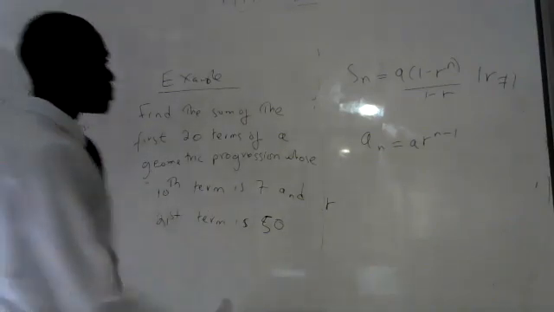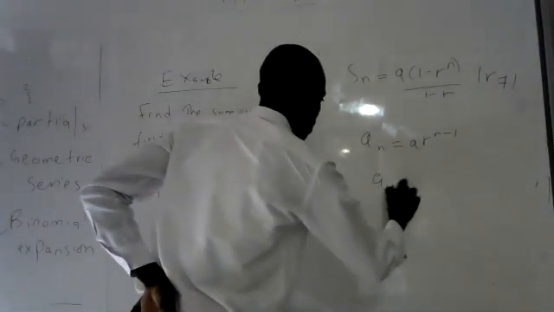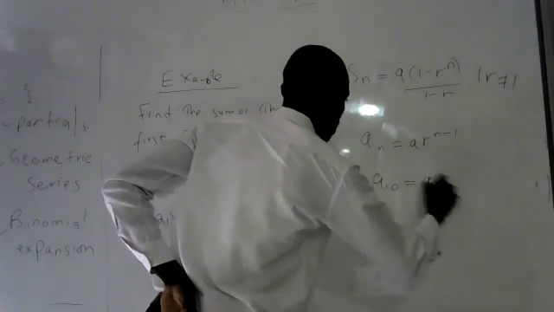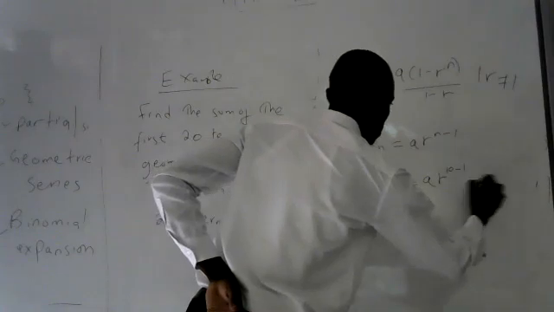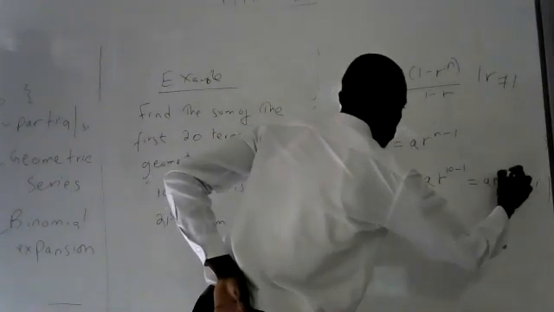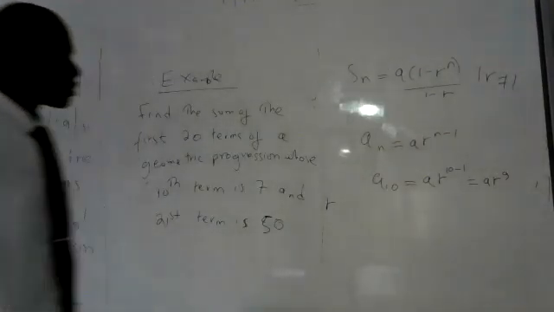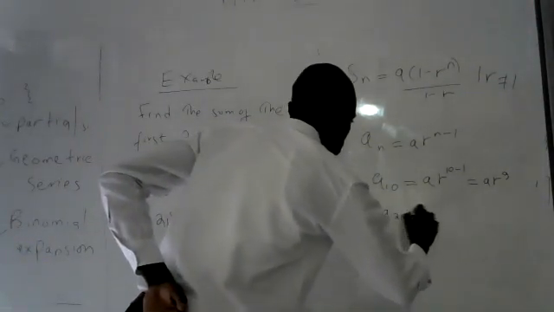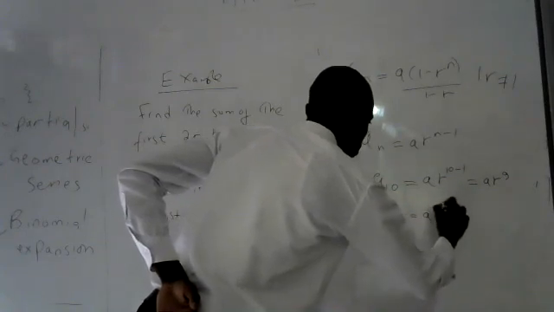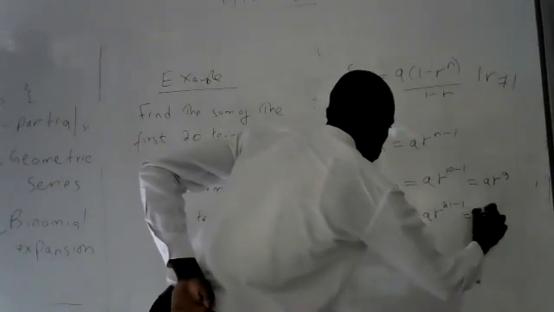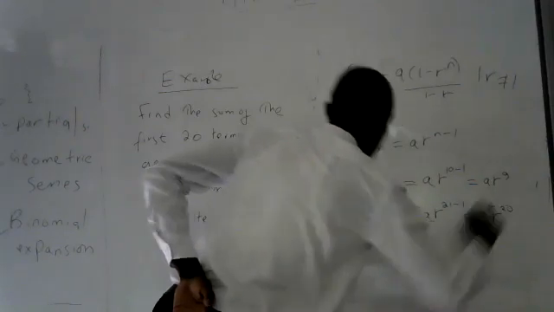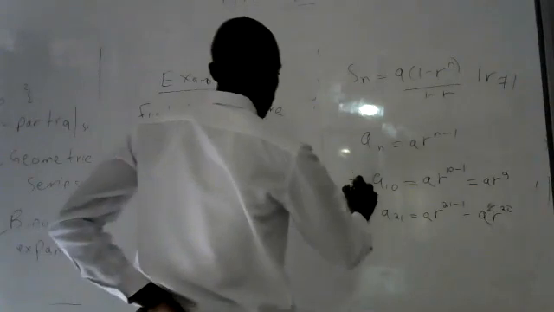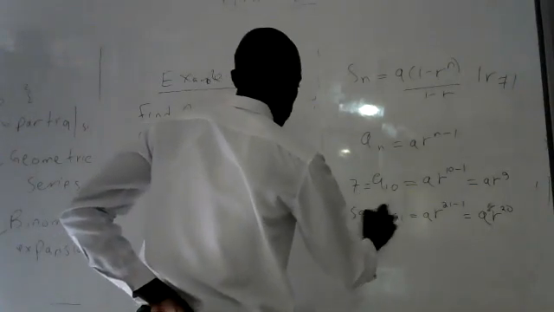So we have the 10th term. A10, I'm just substituting, is A times R raised to 10 minus 1, which is A times R raised to 9. A21 is A times R raised to 21 minus 1, which is A R raised to 20. This is given as 7. This is given as 50.